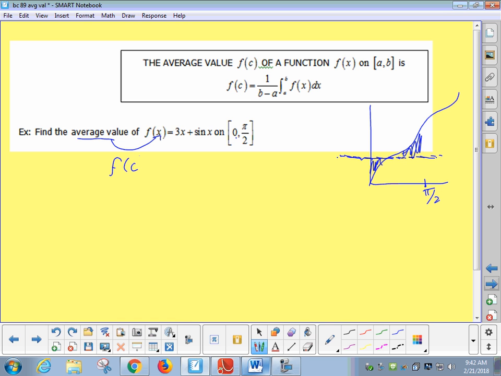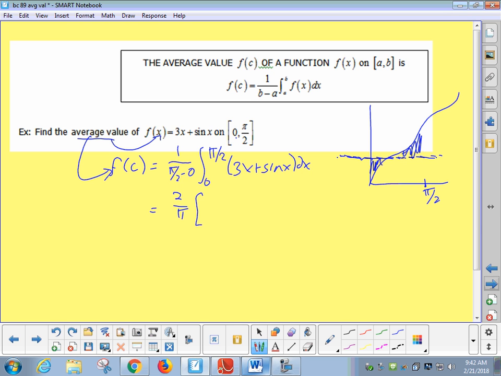You're just going to find, this is the goal. What is that average y value, average function value? It's the integral, 1 over pi over 2 minus 0, from 0 to pi over 2 of 3x plus sine of x. And we do a little calculating. What's the cleaned up version of 1 over pi over 2 minus 0? 2 over pi. Okay?